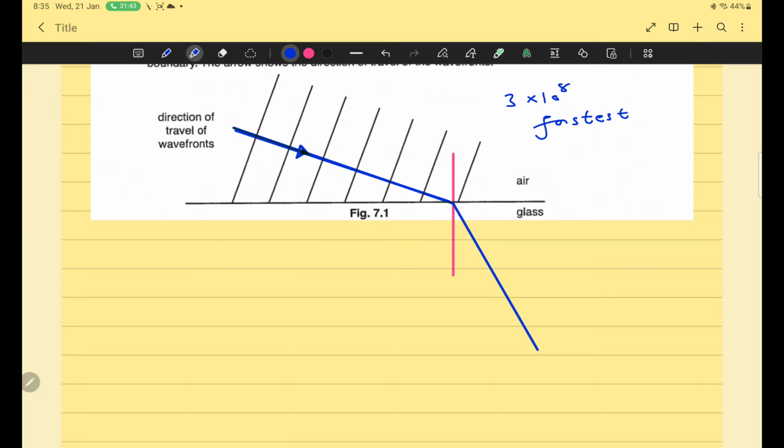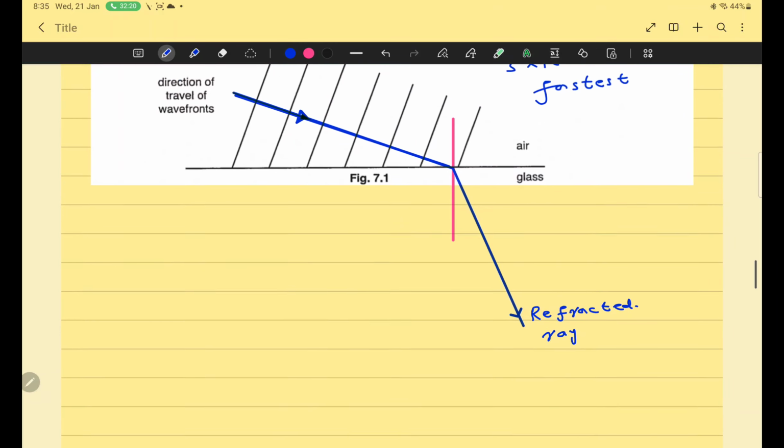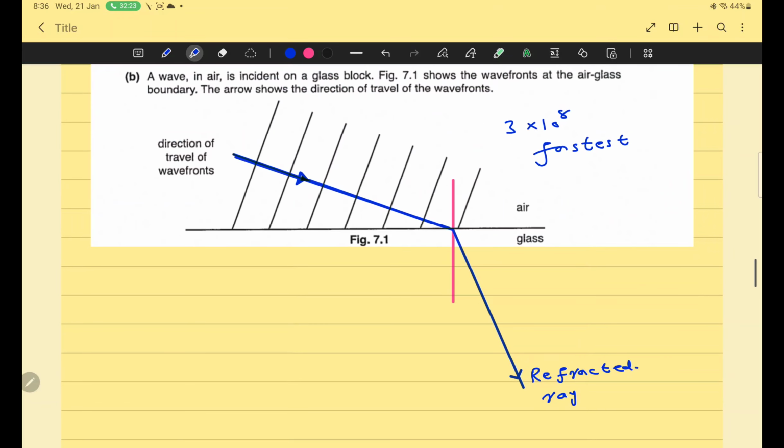I remember we also taught you this: last week we studied refraction of light, and in refraction of light we studied that when light enters into glass, it bends towards the normal. Okay, so this is the refracted wave, this is the refracted ray. But you have to draw wavefronts. The question is draw wavefronts. Okay, so I am going to draw wavefronts. The wavefront drawing will be like this.